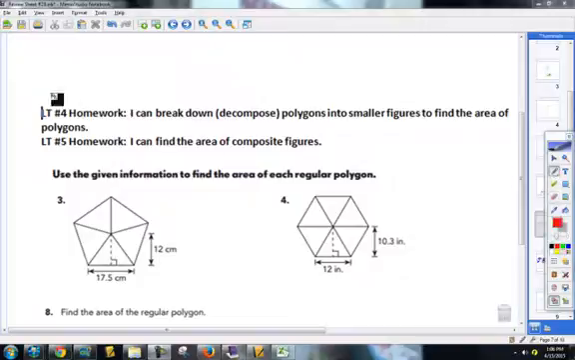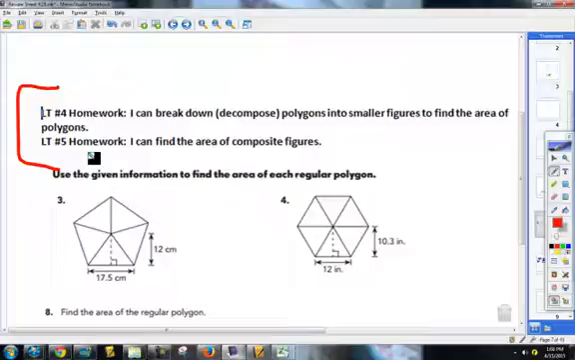So here's the learning targets, obviously. Now there's 2 learning targets there, but we really should have just made it 1. Because if you can break down or decompose a polygon into smaller figures to find the area, that's exactly the same learning target as finding the area of a composite figure. Because you are going to break down a composite figure, or decompose it, to find the area. So those are the same learning target. I don't even know why we have them separate. They shouldn't be.